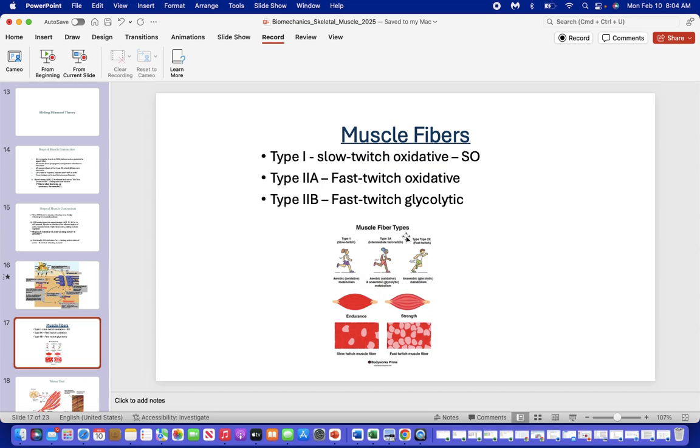Okay? Almost every muscle in the body has a mixture of type 1 and type 2 muscle fibers, but the proportion of each type may vary depending on the muscle's function, the training adaptations, and the individual's genetics. The ratio of type 1 to type 2 fibers in a muscle is determined by its primary function. For example, muscles used for endurance activity like long distance running tend to have a higher proportion of type 1 fibers, while muscles used for explosive movements like sprinting have more type 2 fibers. Okay?